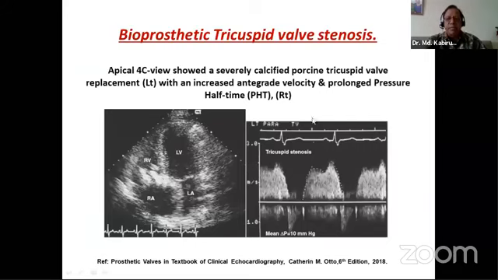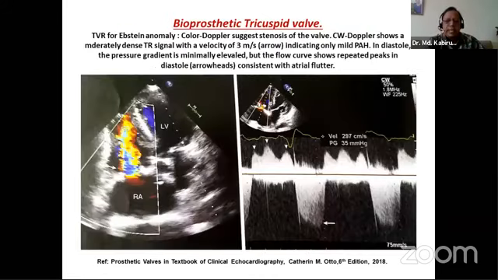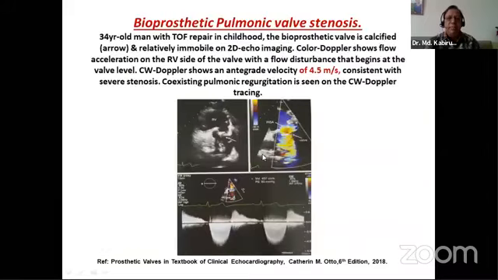This is a bioprosthetic tricuspid valve with severe stenosis, with a severe gradient. Actually, it is the 2D inspection and the Doppler gradient that are the main clues to decide about a severe stenotic gradient across the prosthetic valve. And this is again a prosthetic tricuspid valve. You can see the three peaks; these are due to atrial fibrillation. And this is a bioprosthetic pulmonary valve stenosis.